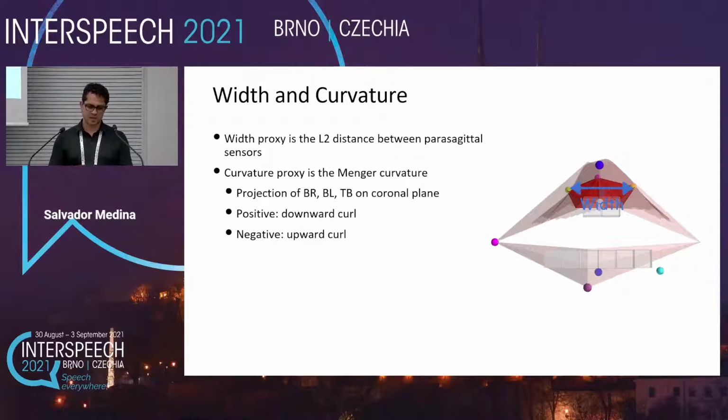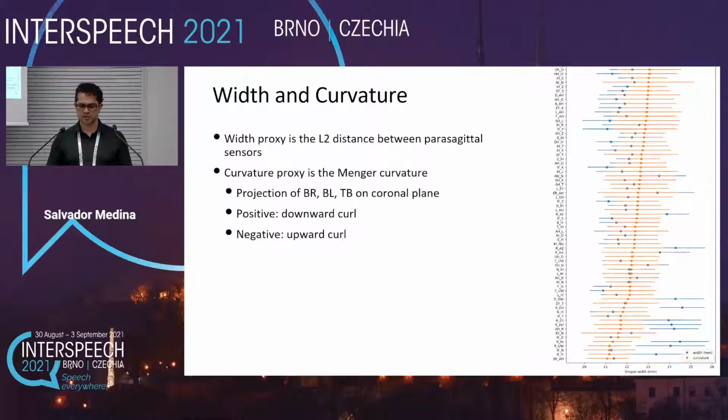Given the sequence in which we computed this, a positive curvature value means a downward curl, like the one you're looking at right there. Whenever you have a negative curvature, it means an upward curl on the tongue. Over here, what you see in orange is the curvature. So we sorted this correlation plot based on the curvature.